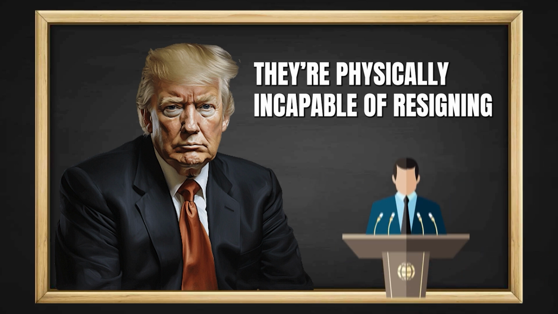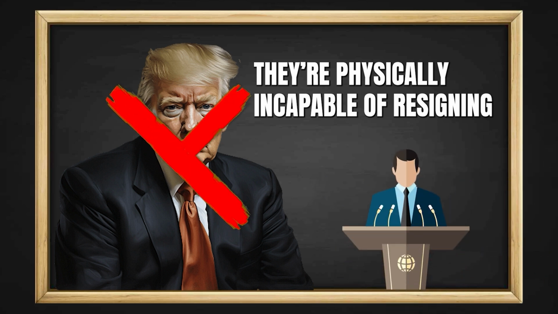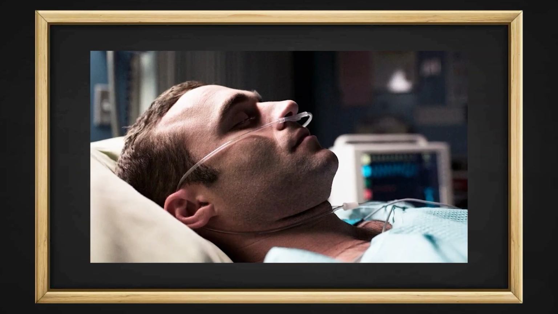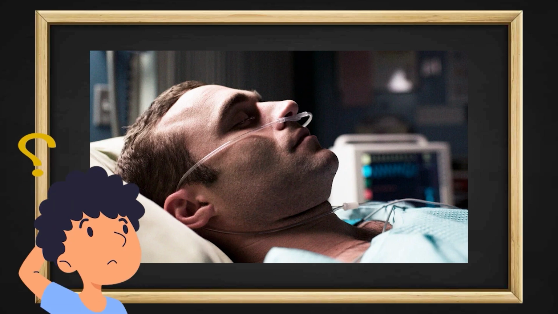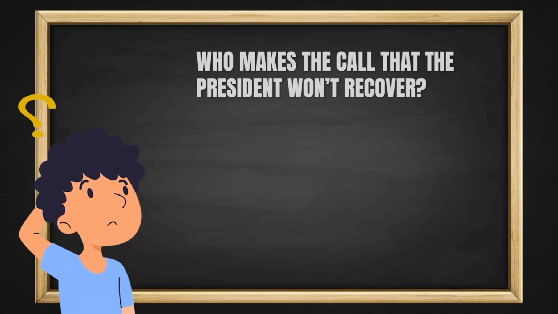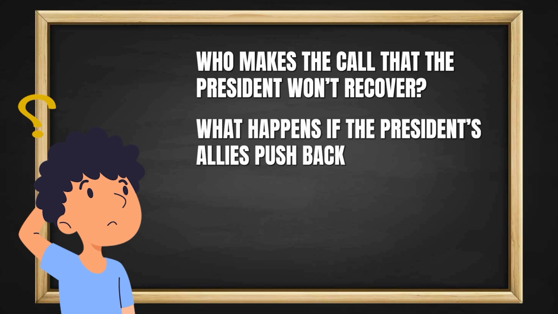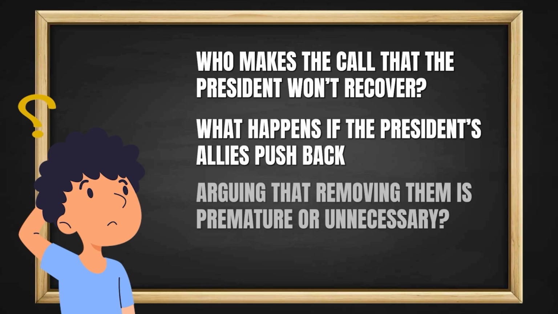The vice president and cabinet would declare the president unfit, and power would transfer seamlessly, or so we'd like to believe. But even in a situation as clear-cut as a coma, there's room for doubt. Who makes the call that the president won't recover? What happens if the president's allies push back, arguing that removing them is premature or unnecessary?